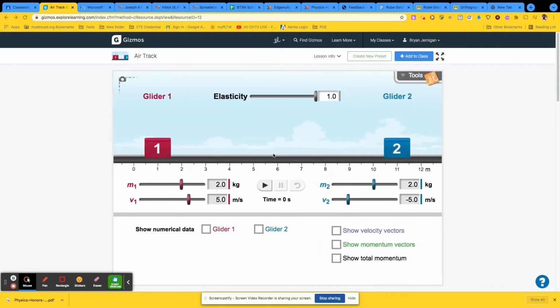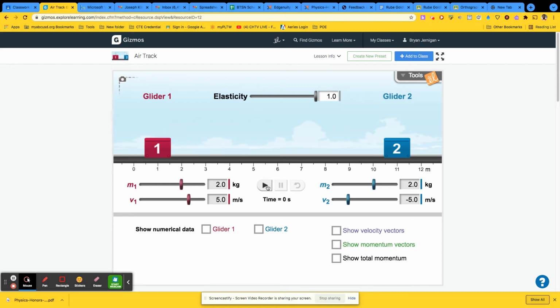So this is the air track, and this track is a great way of showing linear momentum. Basically, momentum is conserved, meaning that the mass and velocity of two objects that collide will continue to be the same even after the collision. In this case, the elasticity of these two objects is one.